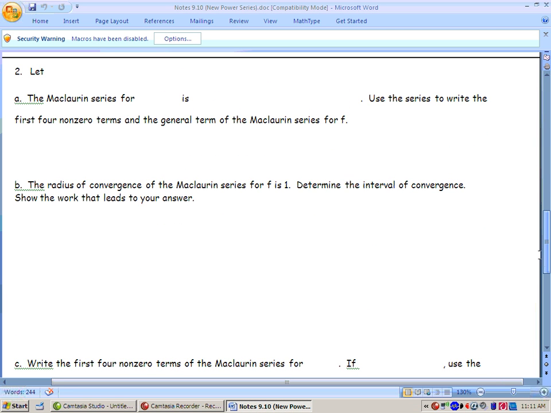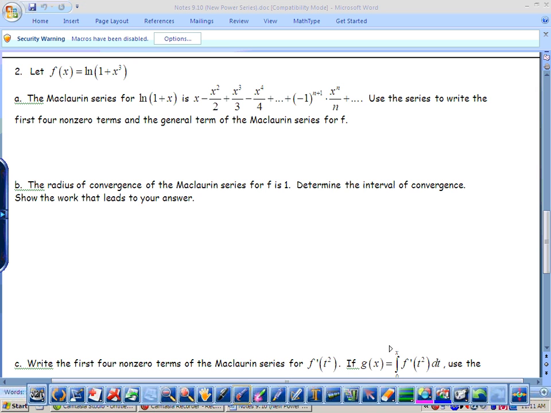This was an actual problem on a recent AP exam. So let's see how they're asking these questions. We're letting f of x equal the natural log of 1 plus x cubed. No big deal. The Maclaurin series for the natural log of 1 plus x is given to you.